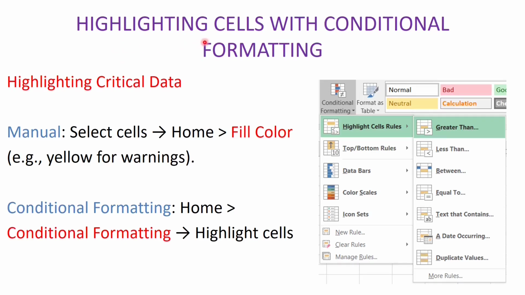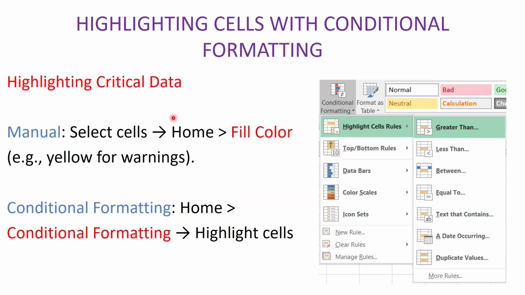Now let us look at how we can highlight a cell in Excel. When we talk about highlighting, it simply means making certain data more visible by changing its background color.